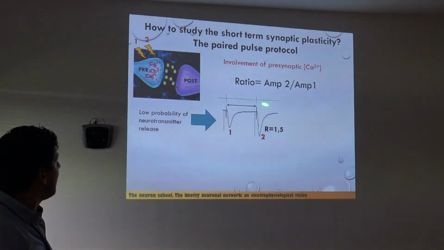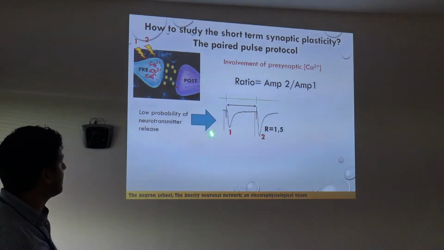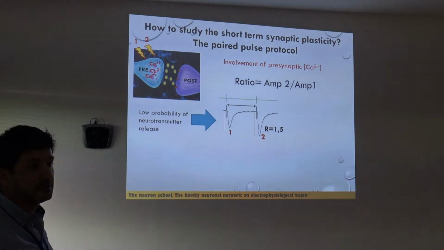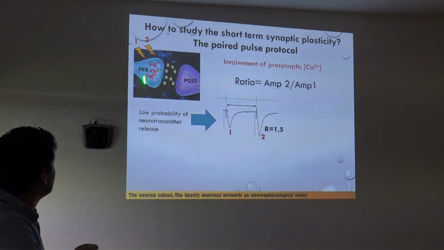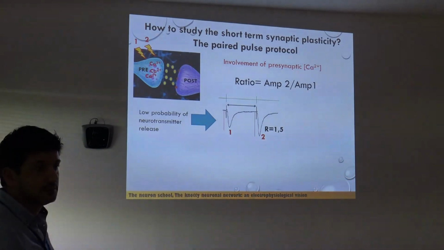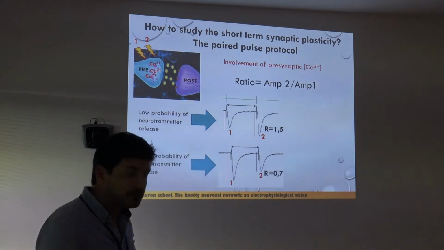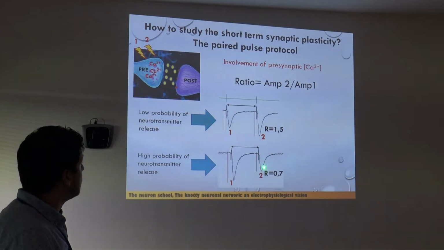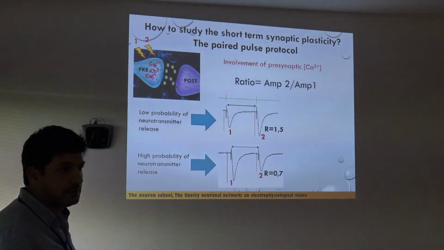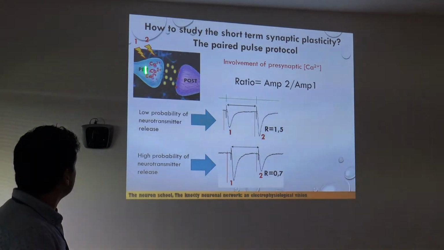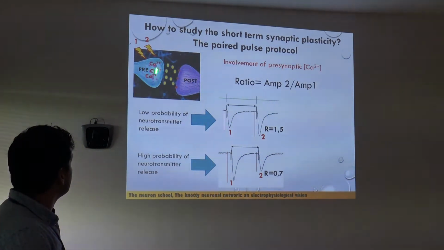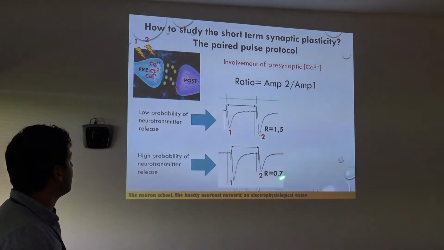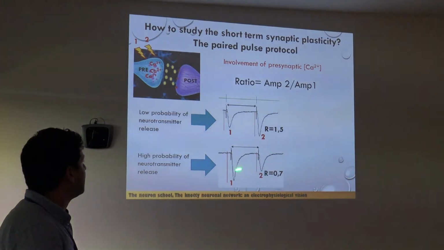Okay? In which kind of synapses can you see something like this? In synapses with a low probability of neurotransmitter release, because you have a lot of neurotransmitter ready to be released. And the opposite way, you can find something like this, in which the second response is lower than the first one. You have the calcium liberation, the increase in calcium concentration, the residual calcium between the first and the second, but the second response is smaller than the first one.